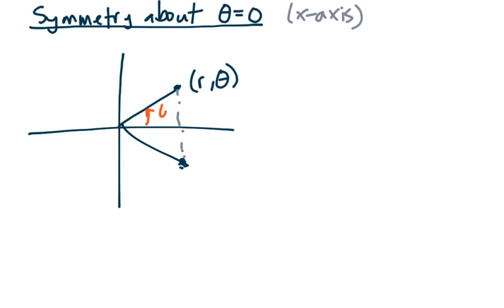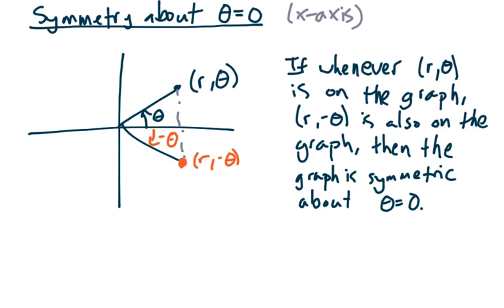So let's think about this again. If this angle is theta, what is this angle? This is not theta, it is the opposite of theta. It's the same amount of radians, but in the opposite direction. r is the same distance from the origin for both of these. So anytime you have a point r comma theta on your graph, and you also have a point r comma negative theta, then that means you're going to be symmetric about the polar axis, or theta equals 0.